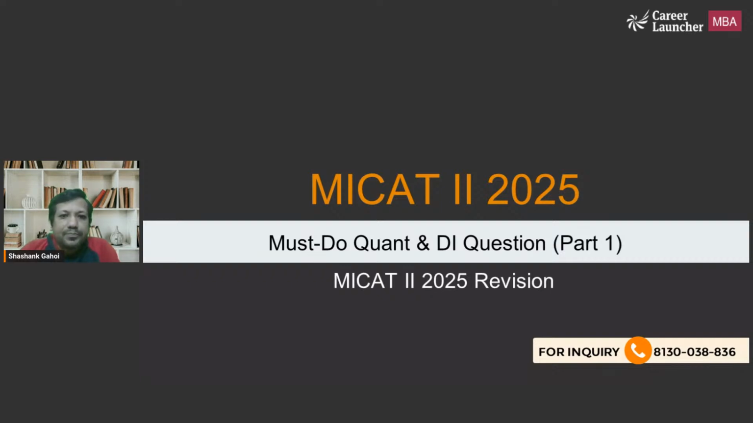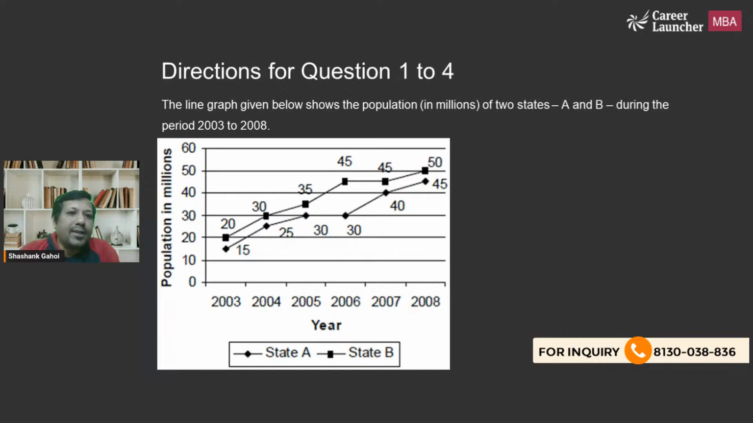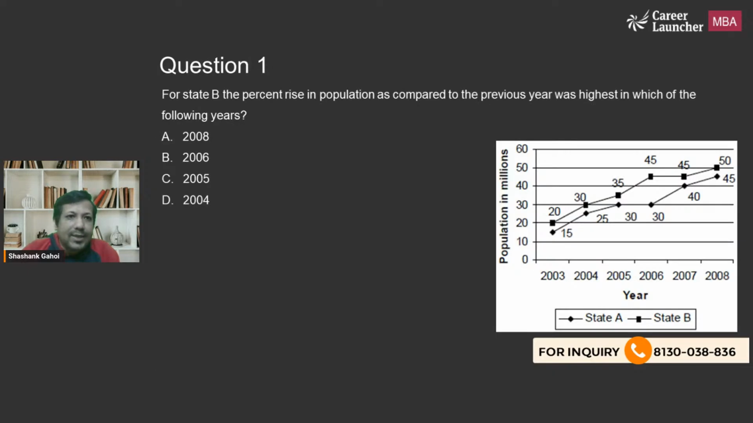So let's start. Basically, the line graph given below shows the population of two states A and B during the period, and this random data is given to us. From this data, I can just see the data. So now let's move on to the questions and see what they are asking. For question number one, it says that for state B, the percentage rise in population as compared to the previous year was highest for which of the following months? Okay, so let's start.